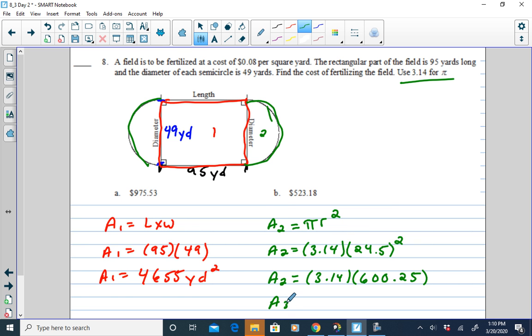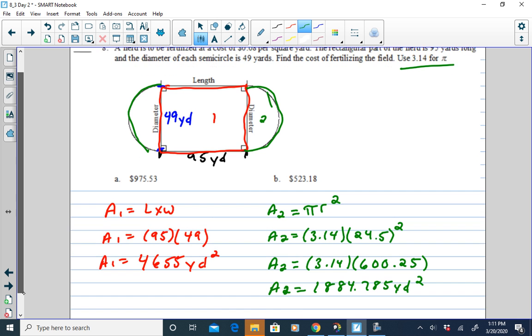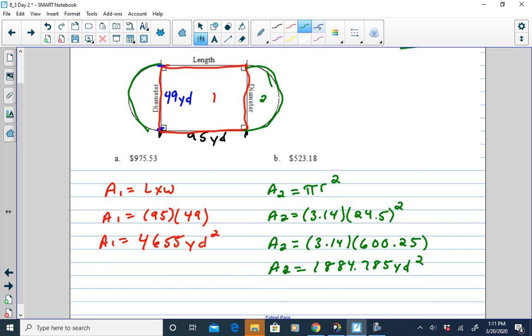So area 2 is going to be equal to 3.14 times 600.25. That's going to be 1,884.785. Those are square yards. Well, now we need the total area. So I'll write my total area is going to be area 1 plus area 2.